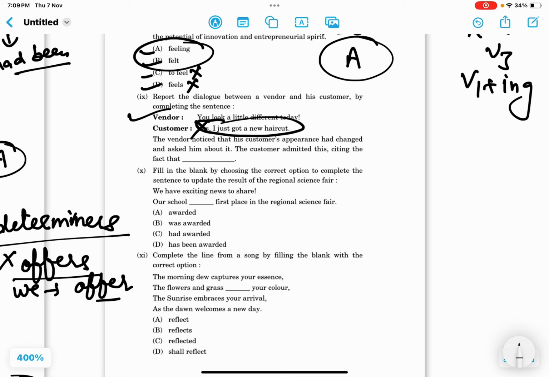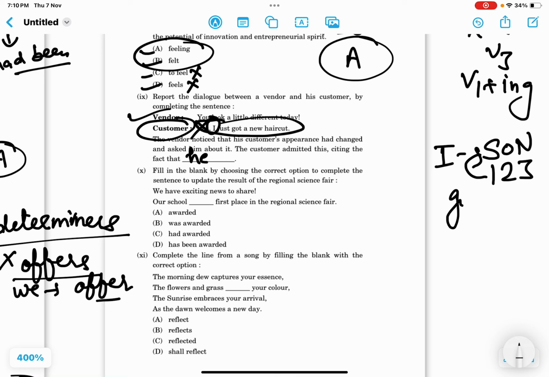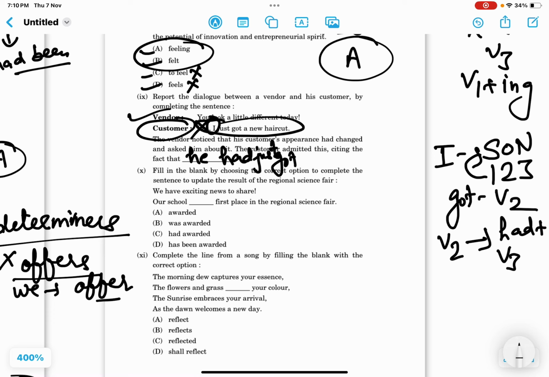Citing the fact that I, first of all, we need to change I, that is the first person, 1 2 3, first person change according to subject. Subject is the customer. So he just got is the second form, right? So second form will change into had plus third form, right? So he had got. Now the just word is left, so it will come here. He had just got a new haircut. Okay, so this will be the correct answer.